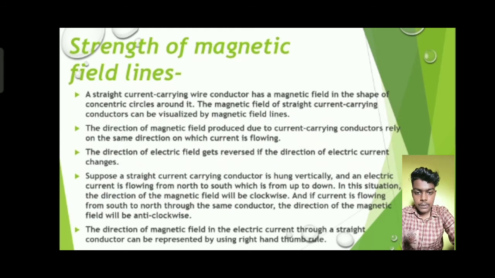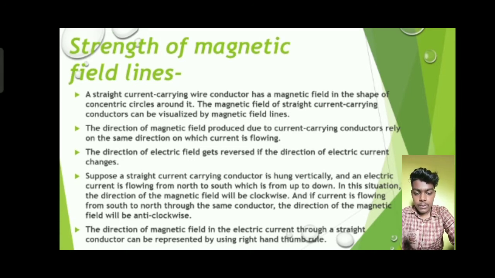Strength of magnetic field lines. A straight current carrying wire conductor has a magnetic field in the shape of concentric circles around it. The magnetic field of a straight current carrying conductor can be visualized by magnetic field lines.